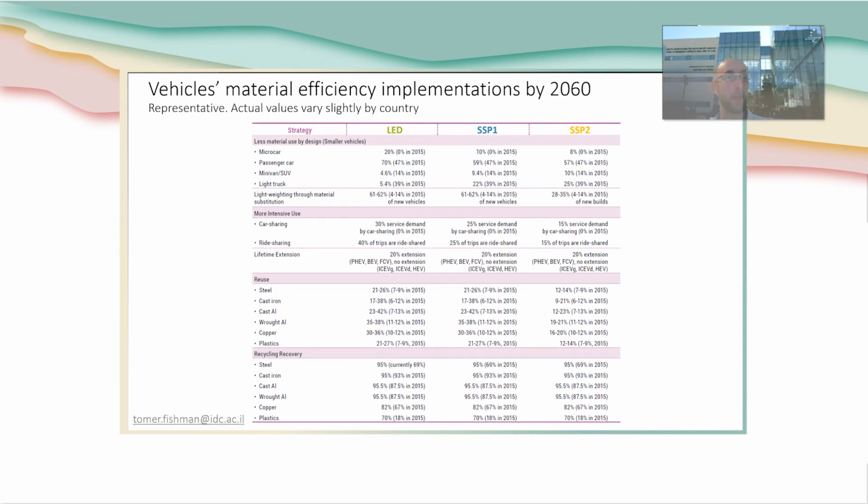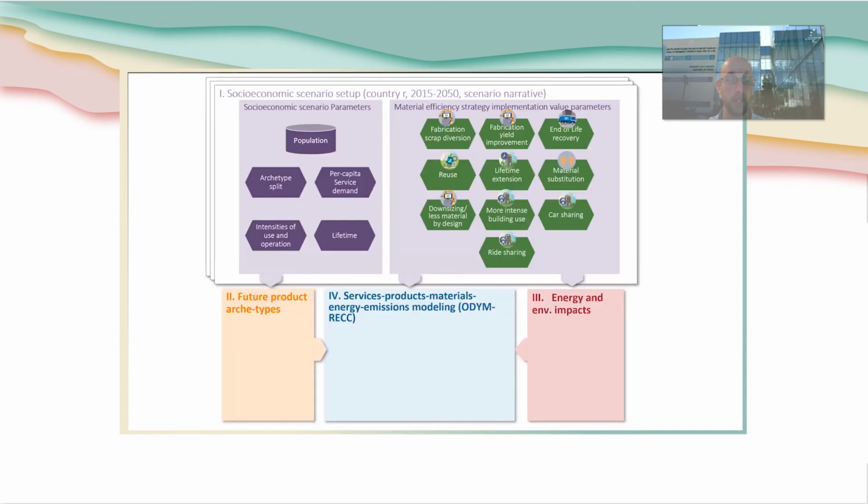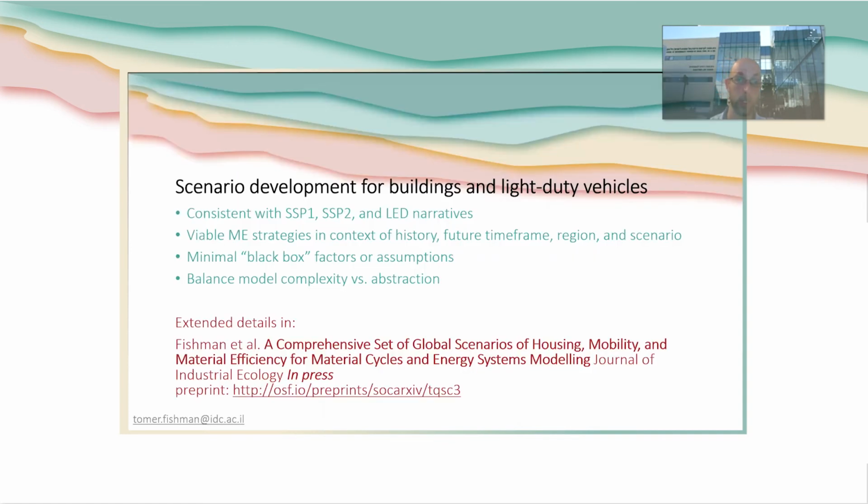But this is a very, very quick description of the process that we had in order to create the scenario parameters, which then feed into the other parts of the project, of the framework. And I will just summarize that our priorities when developing these scenarios were, first of all, that these parameters and their storylines would remain consistent with the SSP and LED narratives that are already out there, which would make them a first step towards filling in the gaps in those scenarios for the material cycles that are in a large manner still missing from those scenarios.